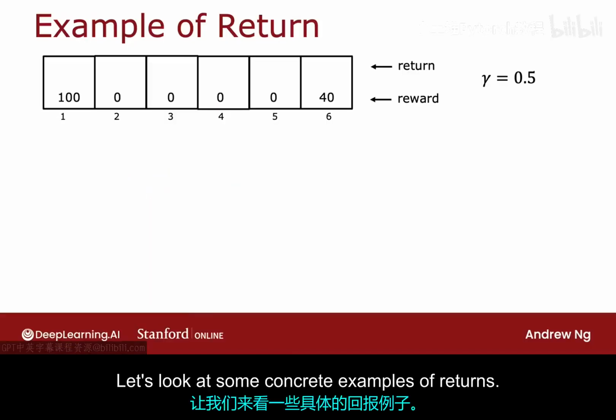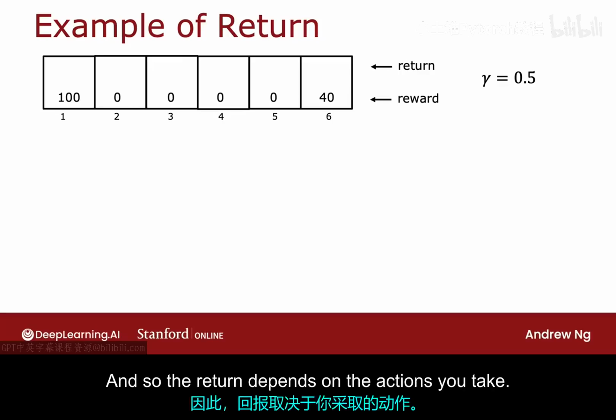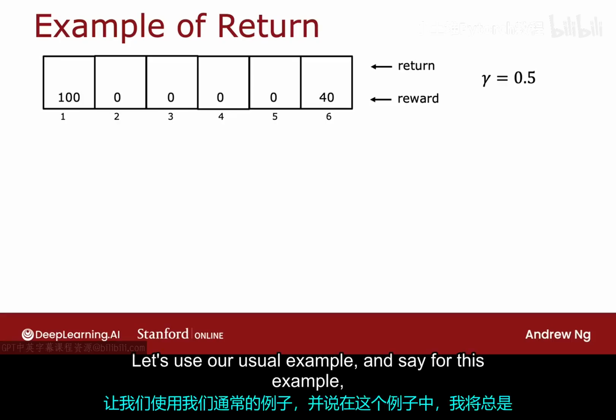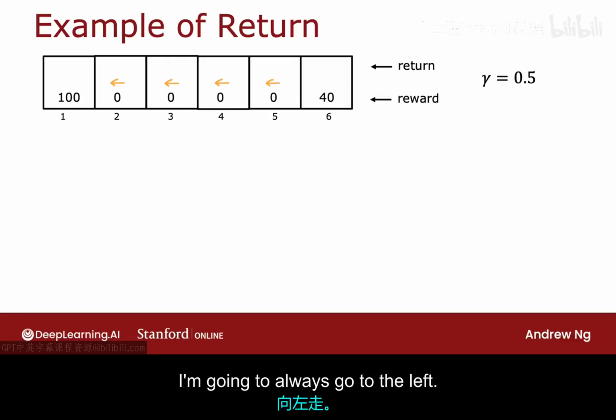Let's look at some concrete examples of returns. The return you get depends on the rewards, and the rewards depend on the actions you take. And so the return depends on the actions you take. Let's use our usual example and say for this example, I'm going to always go to the left.